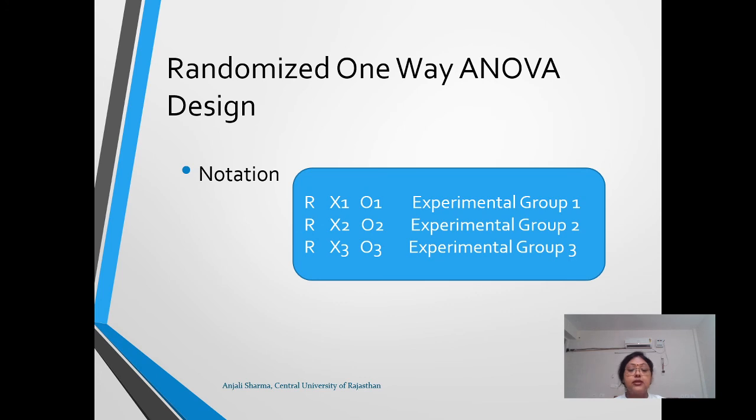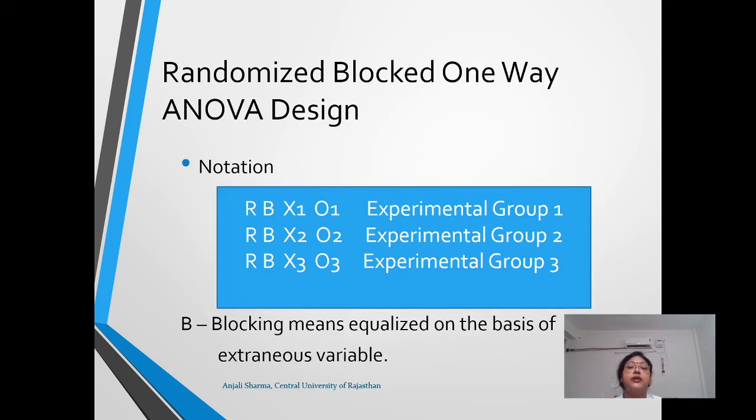Let me come to the next, the randomized block one-way ANOVA design. It is an enhanced, advanced model of the previous one, the randomized one-way ANOVA design. This is a randomized blocked one-way design. Blocking means equalizing on the basis of an extraneous variable. You have also seen that in the two-group design we use matched groups, and here we use the word blocking. But what is the difference from matching? Why are we not using M here?